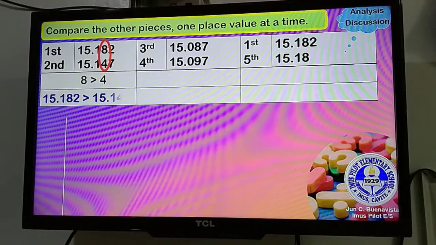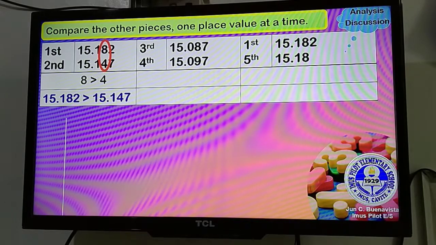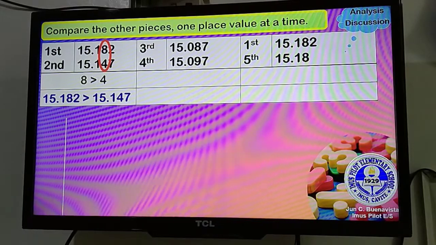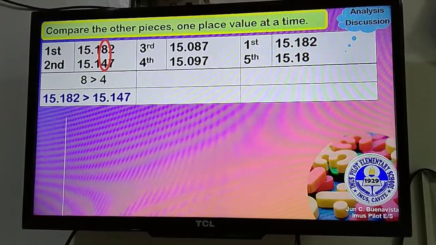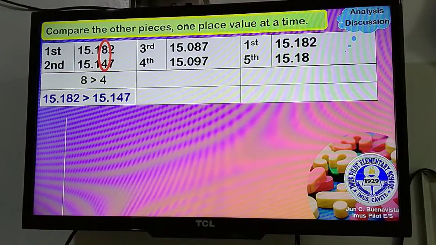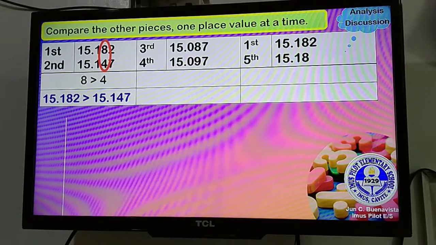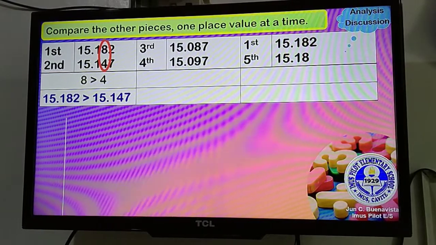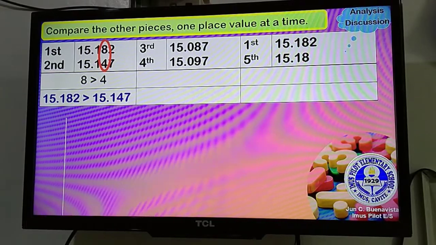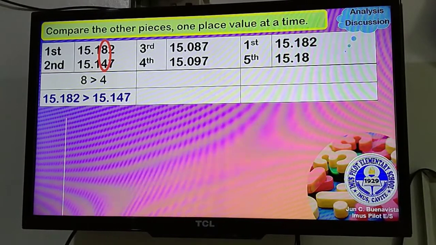So, therefore, 15 and 182 thousandths is greater than 15 and 147 thousandths. So, siya yung malaki. Now, we're going to compare the third number and the fourth number. 15 and 87 hundredths, and we have also 15 and 97 hundredths. So, here, again, we're going to compare the hundredths.